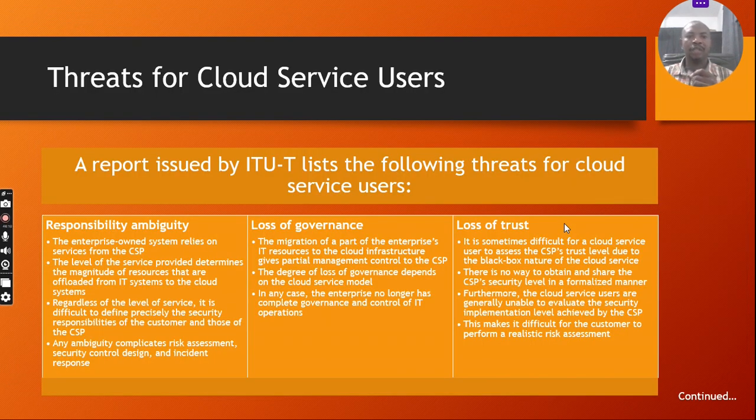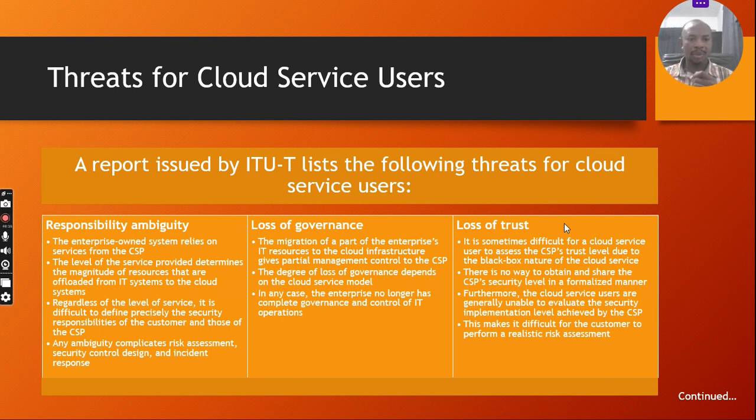So here, threats for cloud service users. There are three areas issued by the ITU-T that list the following threats for cloud service users: responsibility ambiguity, loss of governance, and loss of trust. So these are three areas that provide threats for cloud service users.